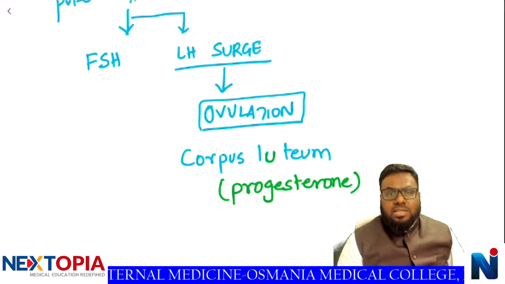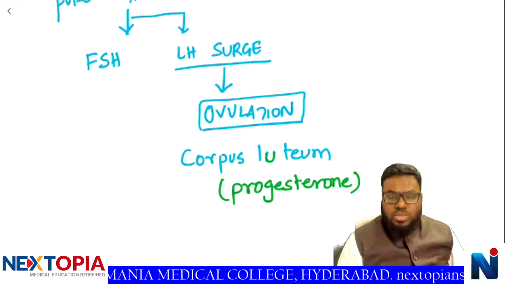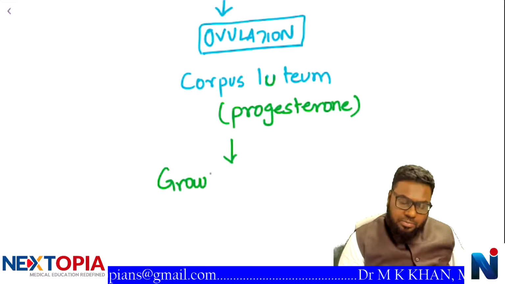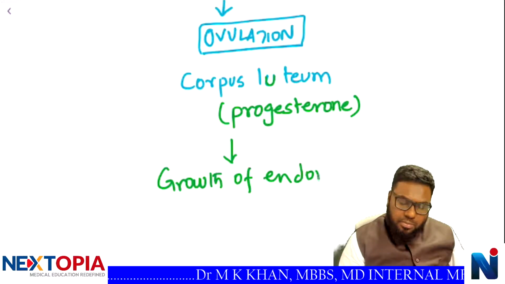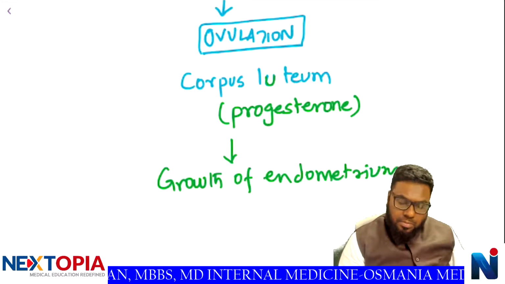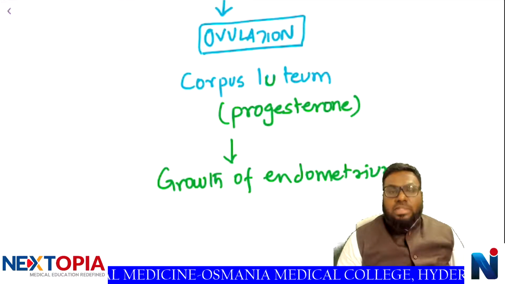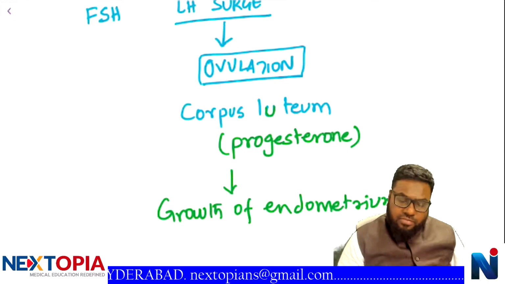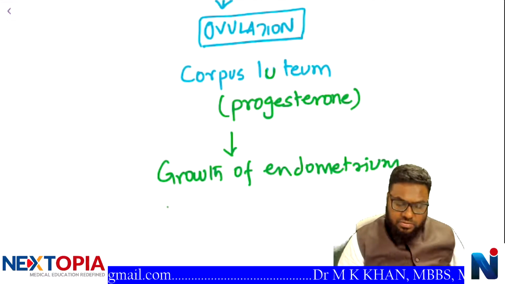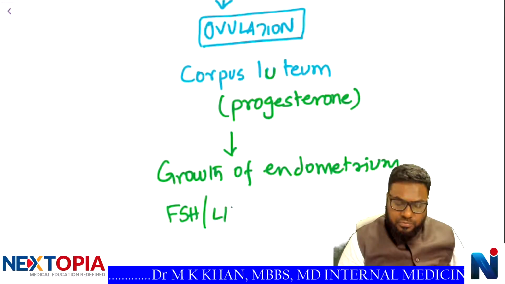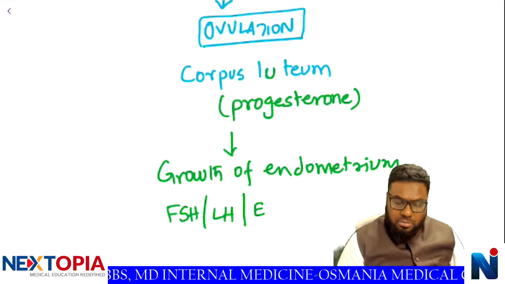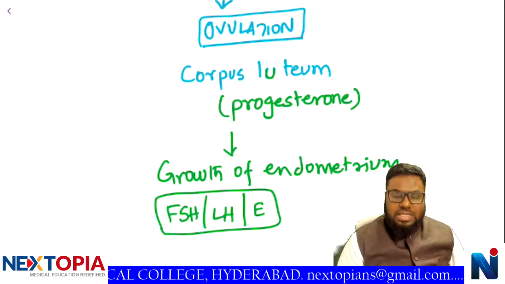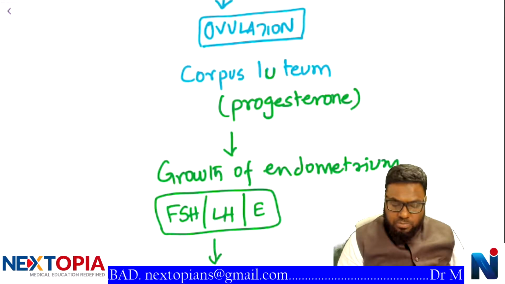Because of the LH surge, ovulation occurs. Because of that, the corpus luteum is formed. Because of that, progesterone is secreted. Because of progesterone, there is growth of the endometrium. This growth of the endometrium occurs for around 2 weeks, and suddenly, if pregnancy does not occur, there is a fall in the level of FSH, LH, and estrogens. Because of this, there is sudden withdrawal of estrogen and progesterone, physiologically resulting in menstruation.